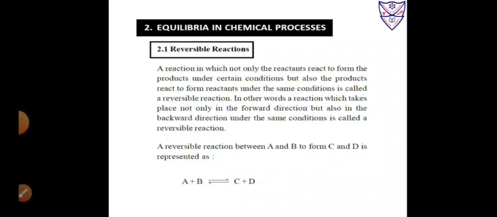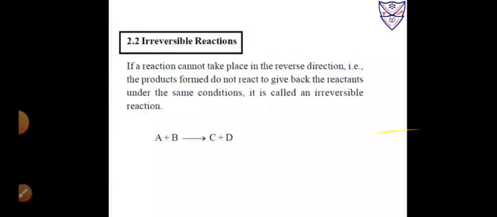What was that? A plus B is a reactant, which reacts to form C plus D. This is the rate of forward reaction. C plus D is a product. When it comes back to the position A plus B, it's a reversible reaction. Got it? Now the second one is an irreversible reaction.